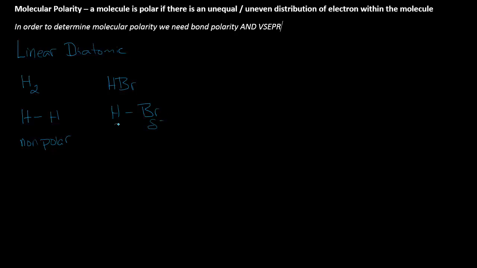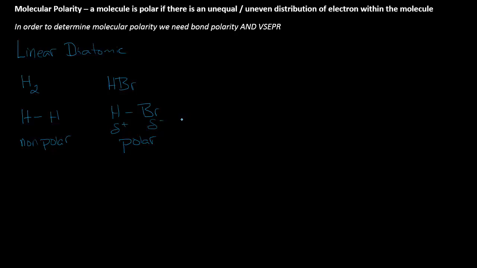Alright, so we're going to start with linear diatomic, the simplest of all the shapes. This is where we have only two atoms involved in a covalent bond, and the shape of them is a straight line. So consider H2. The electronegativity value for both atoms would be the same, so this is of course going to be called nonpolar. HBr, right, hydrogen and bromine are different elements, therefore they have different electronegativity values.